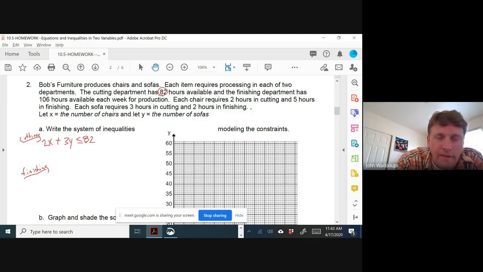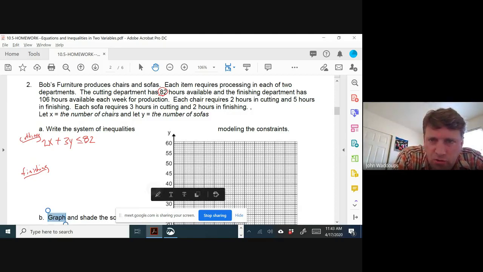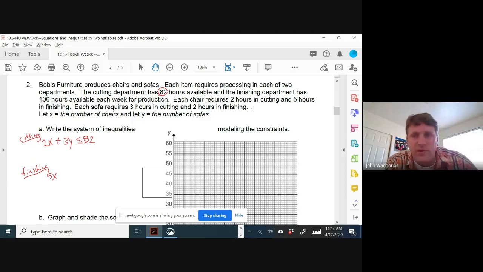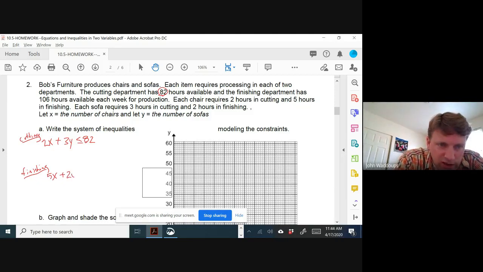And then finishing. 5 hours in finishing. So 5x is the time for each chair spent in finishing, plus 2 hours in finishing for the sofa. So 2y for the sofas. This is the total amount for finishing for both chairs here and sofas here. And that must be less than or equal to 106.